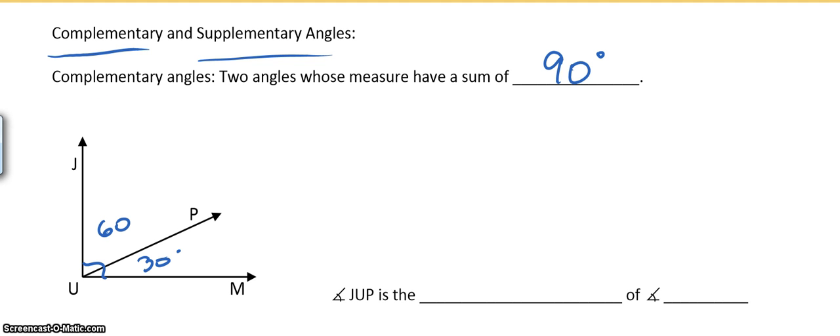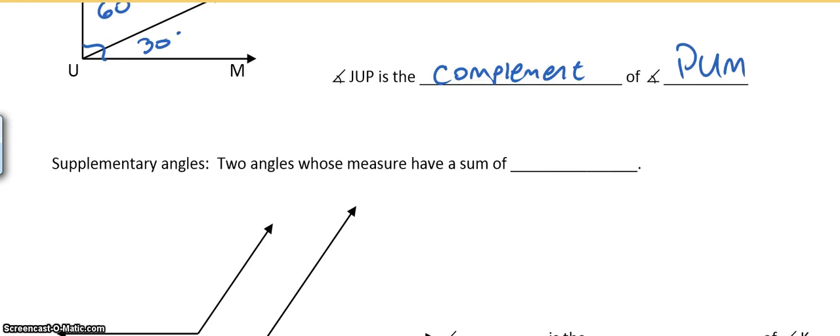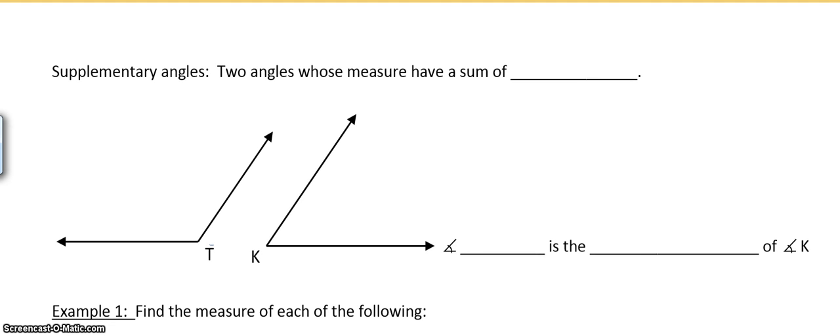So we could say angle JUP is the complement of angle PUM. Alright, so together they're complementary, but if we're talking about one being the complement of the other, we said PUM here, my mistake. Alright, so that's complementary. So if those are complementary, what do you think supplementary is?